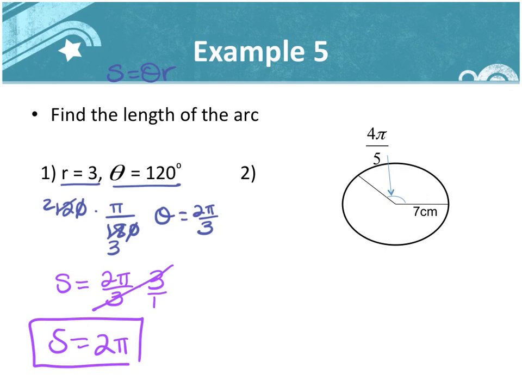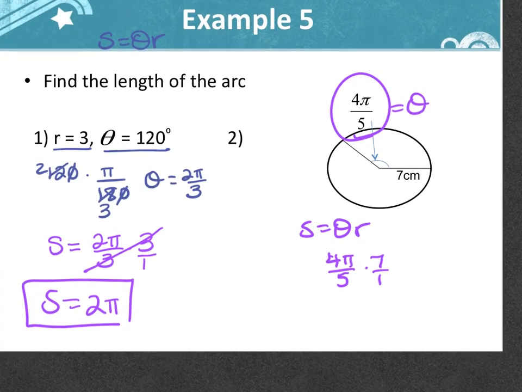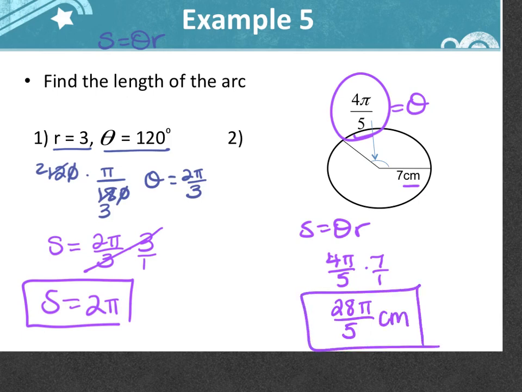Number 2, again, same formula. This time, this is already in radians, so they did the hard work for us. 4 pi over 5 times the radius, which is 7, or 7 over 1. Nothing cancels across, so I multiply straight across, and I get 28 pi over 5. And this time I have a unit, which is centimeters. You always want to leave these exact and not put into mixed number form, so it's to stay as 28 pi over 5 or 28 over 5 times pi.